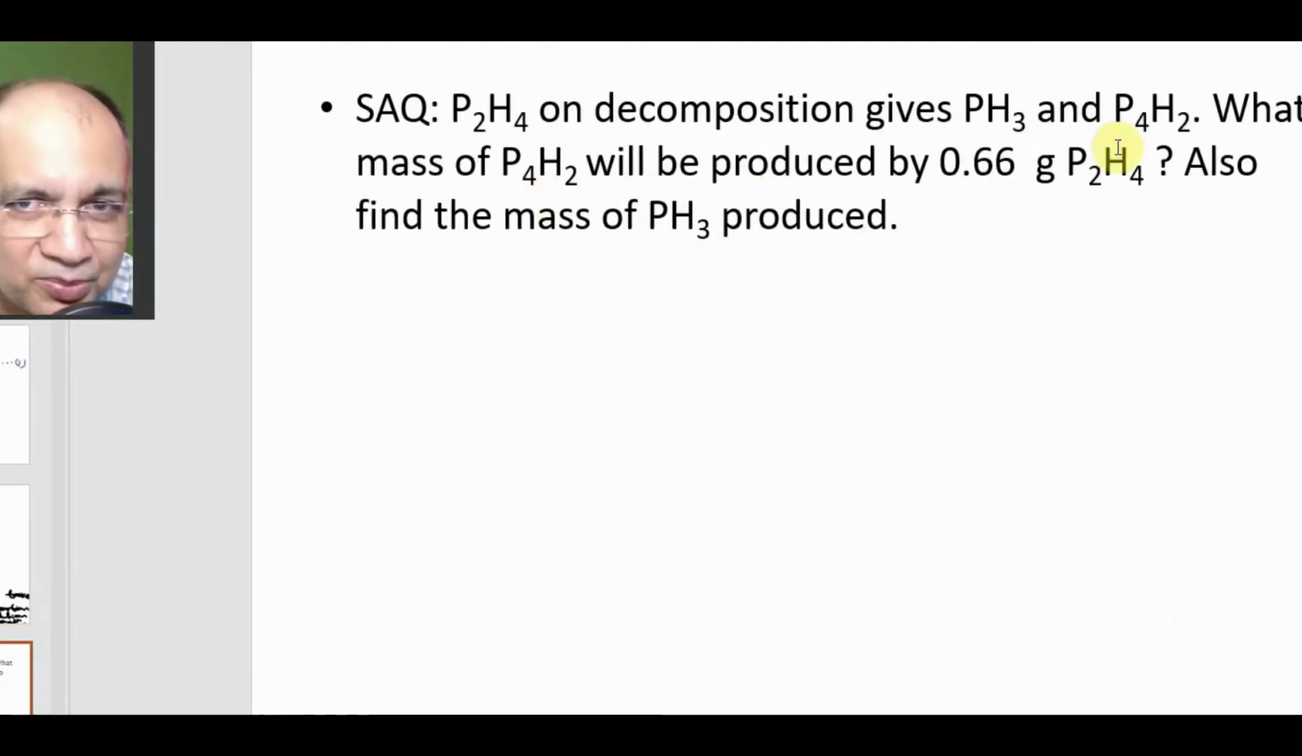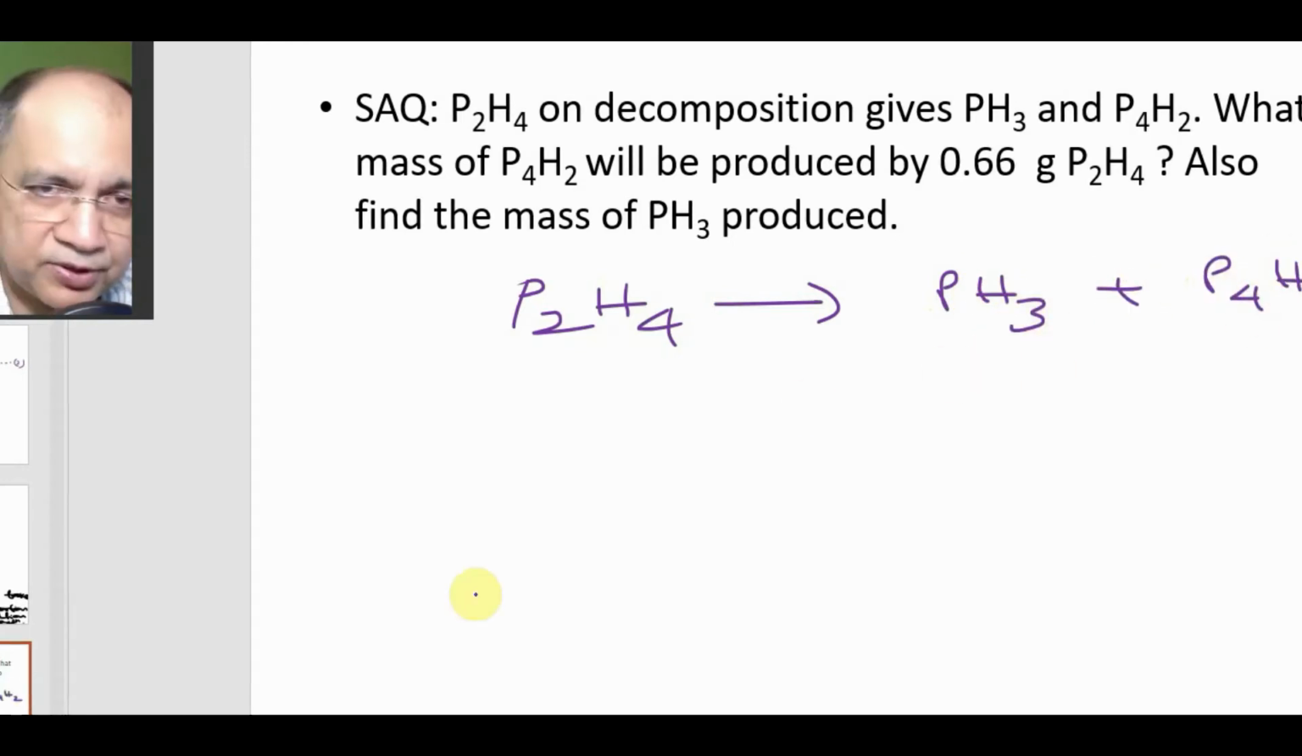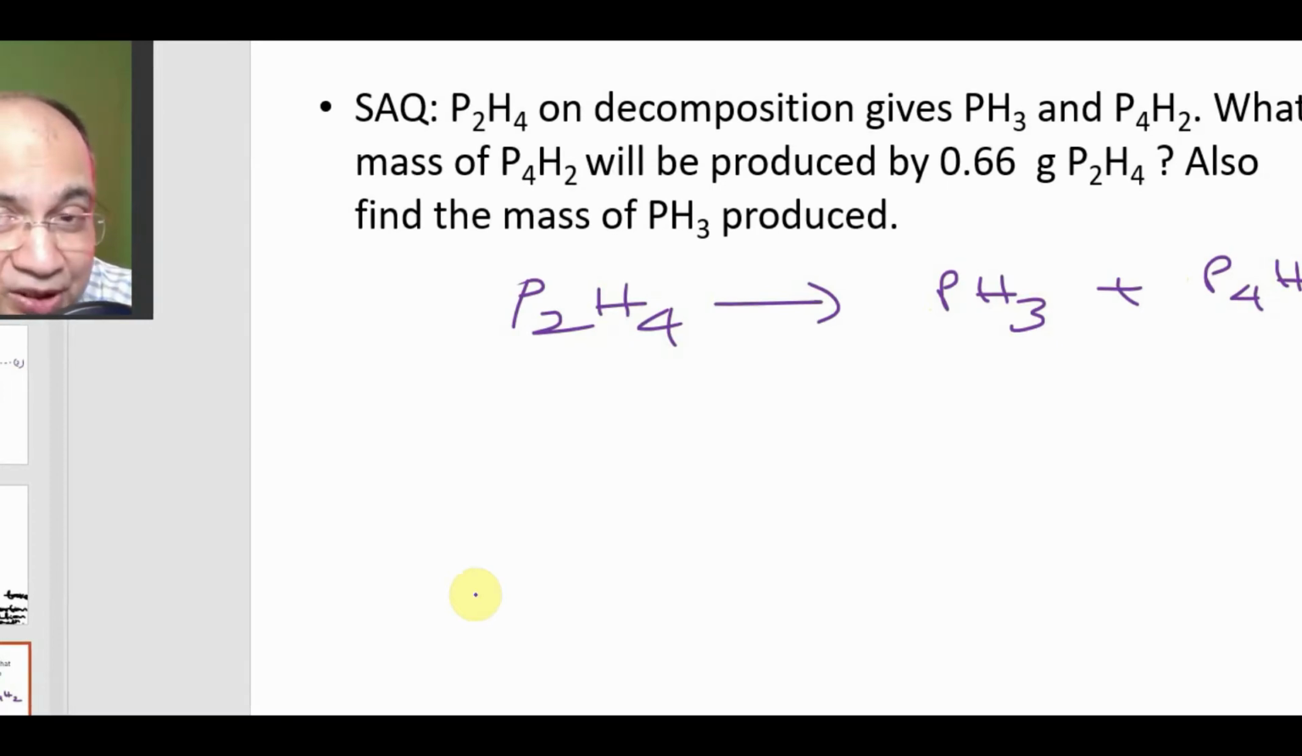Now let us solve this problem. Diphosphene on decomposition gives phosphine plus P4H2. We can call it tetraphosphine. So this decomposition equation needs a lot of time to balance. First we have to find out the electron balance diagram, then balance. So forget about this. POAC is the most suitable method.